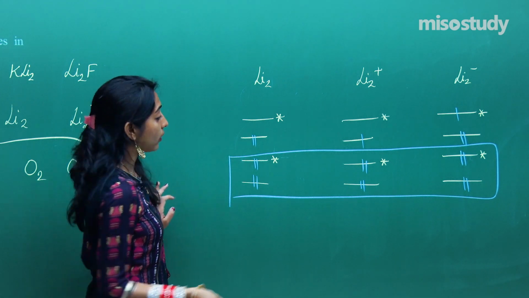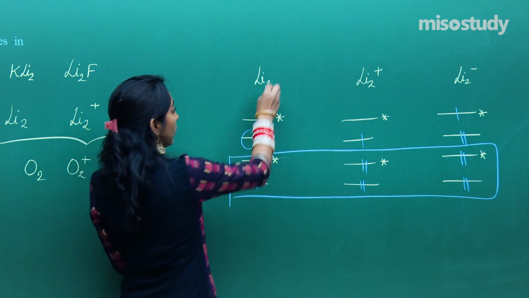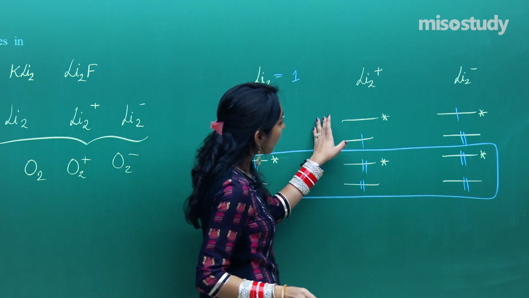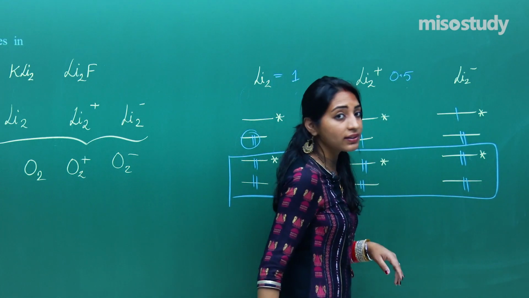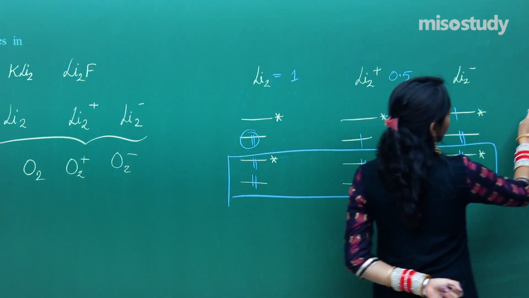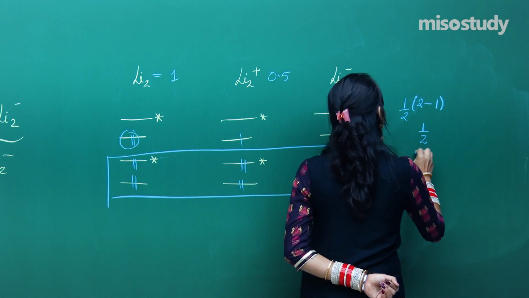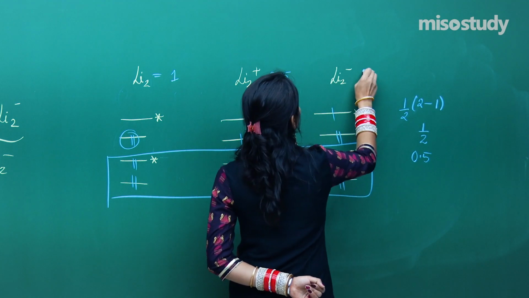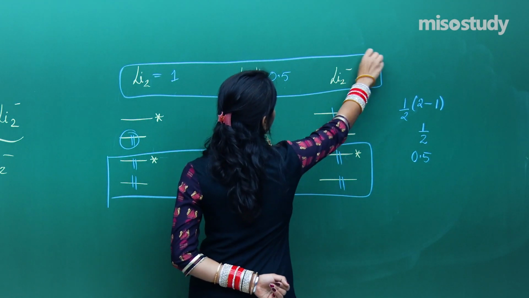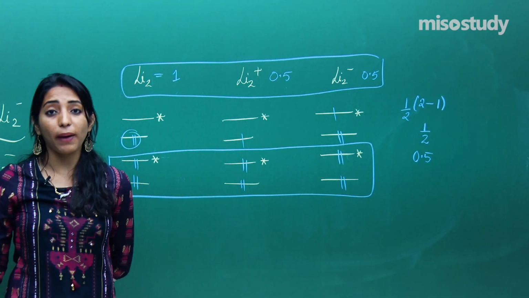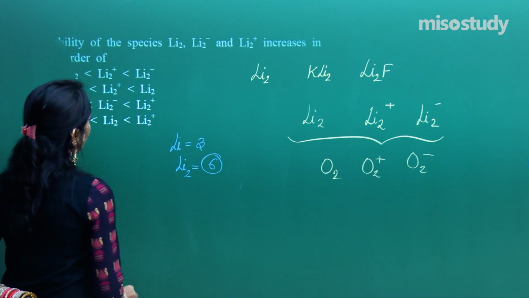Either you can find the bond order. So bond order will be half of 2 minus 0, so half of 2 is 1. For lithium plus, the bond order will be 0.5. For lithium minus, the bond order will be, now see, half of 2 minus 1, which is 1 by 2, which is 0.5. So this is the bond order. Now out of the bond orders, you can see Li2 is having the maximum bond order, so it should be maximum stable. So let's choose the molecule in which Li2 is there as maximum stable, right?